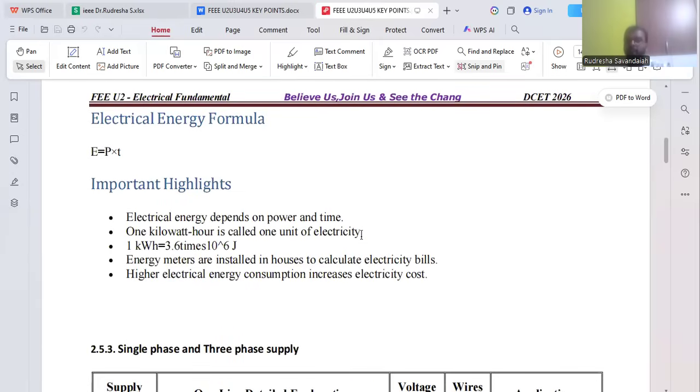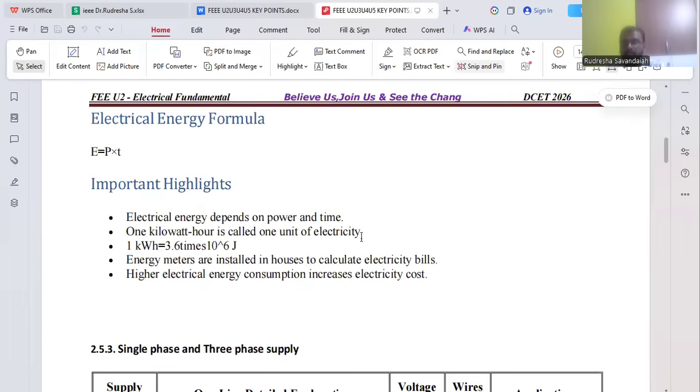Electrical energy formula: E is equal to P into T. Important highlights. Electrical energy depends on power and time. 1 kilowatt hour is called 1 unit of electricity. 1 kilowatt hour is equal to 3.6 times 10 to the power 6 joules.